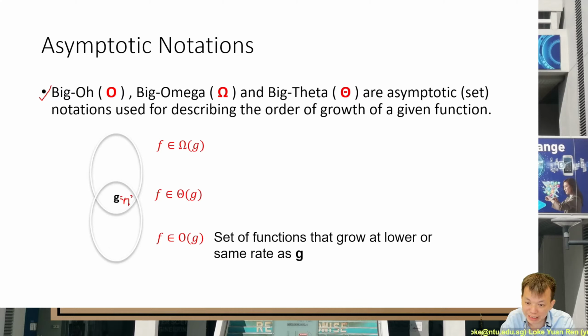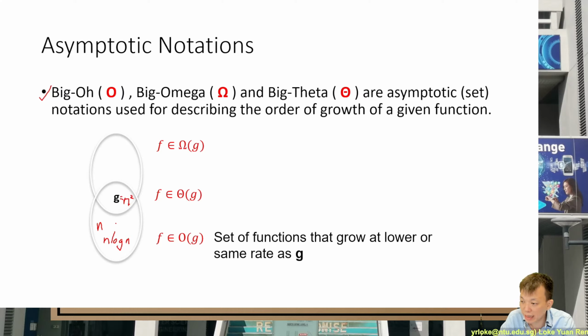You can refer to the chart just now. If my g is n squared, what are the possible functions f? Any idea? n is 1, linear function, yes. Any function that grows at a lower or the same rate. n log n, linear logarithmic, is lower than n squared. Yes, this is a good example.